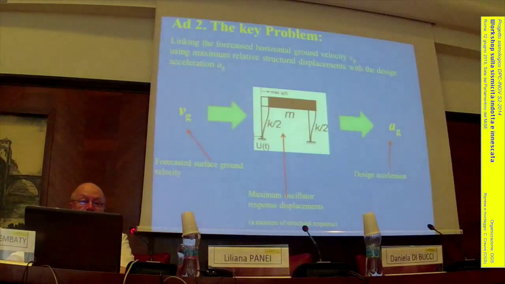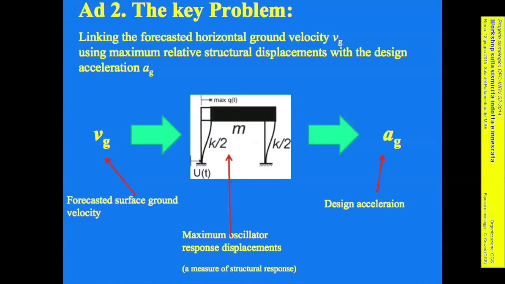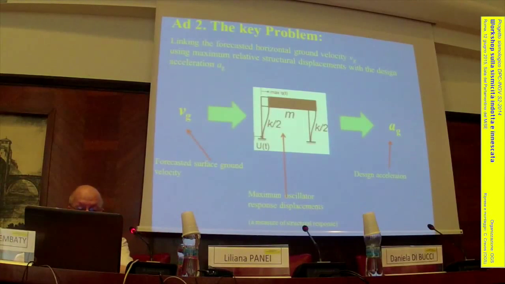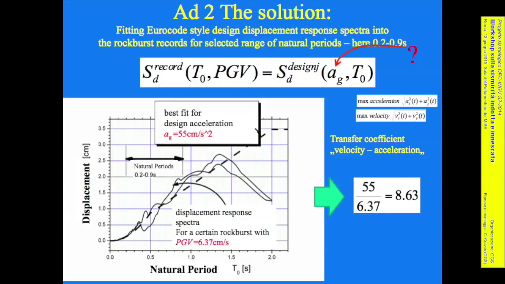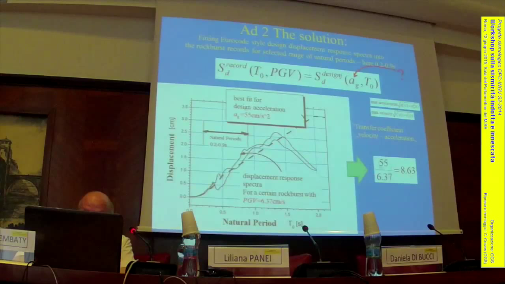These are the spectra. And the key problem: how to link the forecasted horizontal ground velocity with the design acceleration. We decided that we have to obtain the maximum displacement. The level of maximum displacement obtained from the design response spectrum and from the rock burst would lead to the equivalent velocity. So we decided to fit: here we have the displacement response spectrum of Eurocode 8, and here are two displacement response spectra of the rock bursts. Using this fitting procedure, we obtained a ratio of 8.63 between velocity and design acceleration.